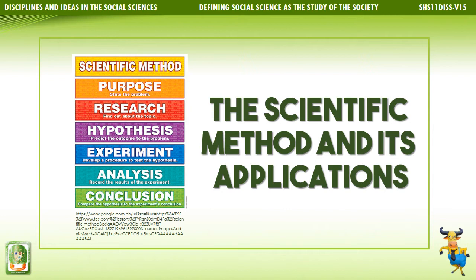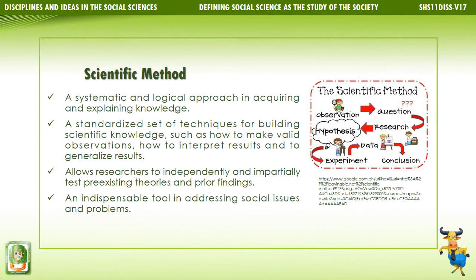The scientific method is very important in the field of social science since it is the instrument by which issues and problems are examined and recommendations for policy making are offered depending on the findings of the study conducted. The scientific method refers to a standardized set of techniques for building scientific knowledge, such as how to make valid observations, how to interpret results, and to generalize results.